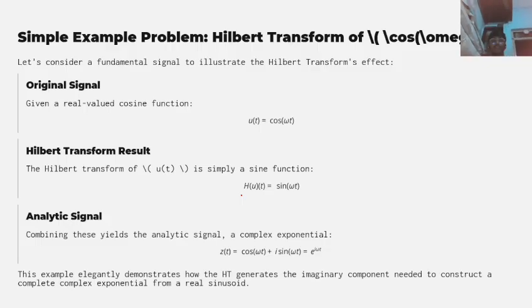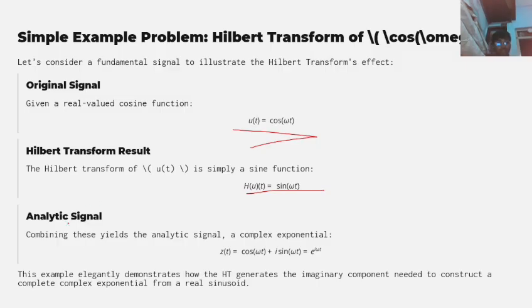Let us take an example of the Hilbert transform. Let us consider a fundamental signal to illustrate the Hilbert transform effect. First, the original signal: given a real-valued cosine function, u of t is equal to cos omega t. Next, we apply the Hilbert transform to u of t. Now, the Hilbert transform result: H of u of t is equal to sin omega t. Why is it sin omega t? When we apply the Hilbert transform, the signal is rotated by 90 degrees.